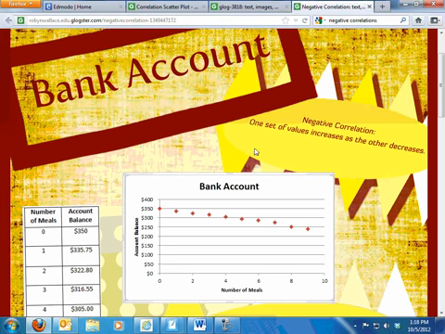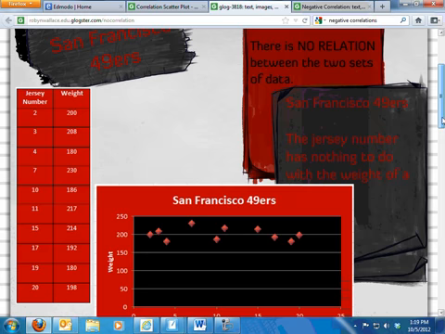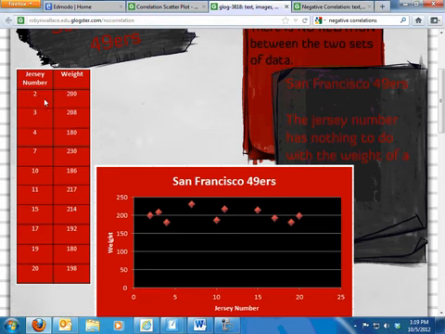And finally, the last type of correlation that we have is no correlation. Let me give you an example of that one. Here I have the San Francisco 49ers. I compared their jersey numbers and the weight of the players. For the jersey number, I have a player that has a jersey number of 2, 3, 4, 7, 10, and so on, and I have their weights listed here.